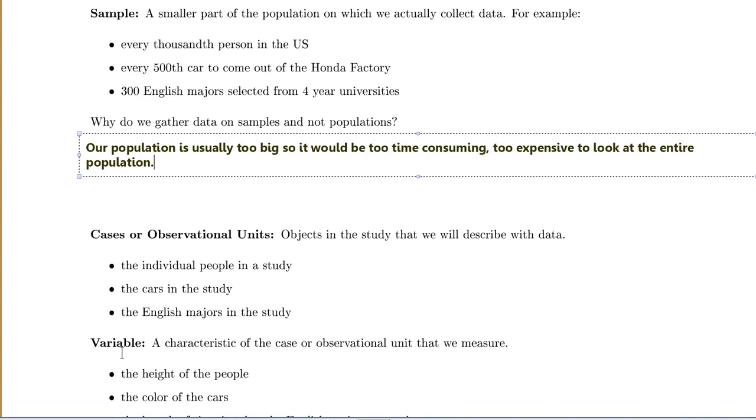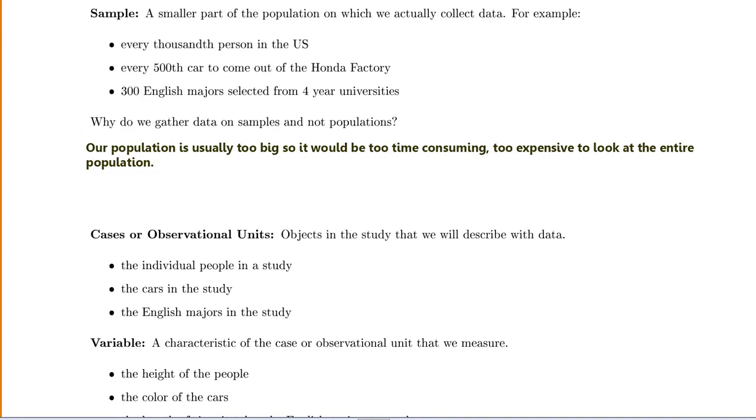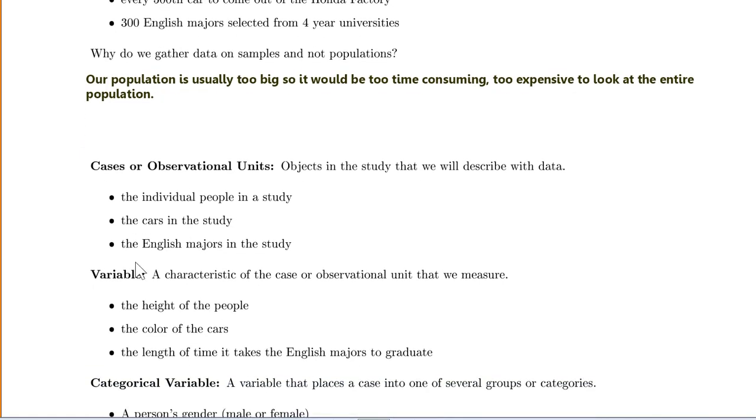So some more vocabulary. We have cases or observational units, depending on which book you're reading. A case would be each of the objects in the study that we're going to describe with data. Like each of the individual people in the study would be a case, or each of the cars or each of the English majors. Those would each be the cases, the individual person or object. A variable is some kind of characteristic that we want to measure. Like the height of the people, or color of the cars, or the time it takes you to graduate.